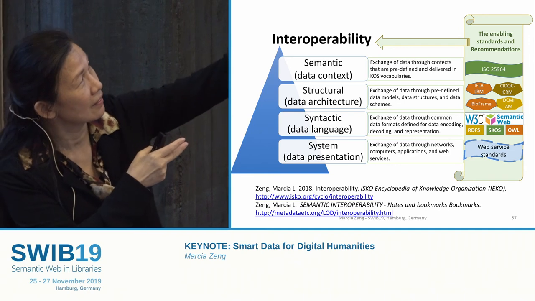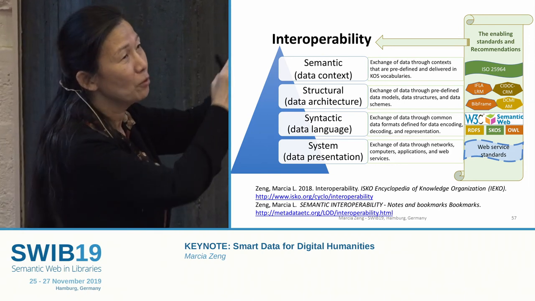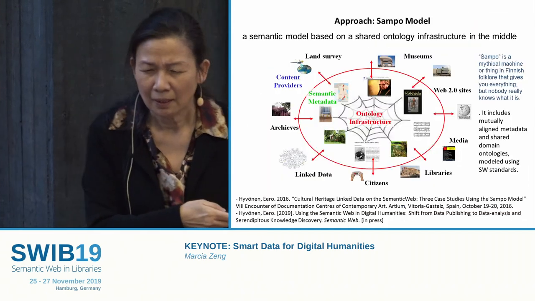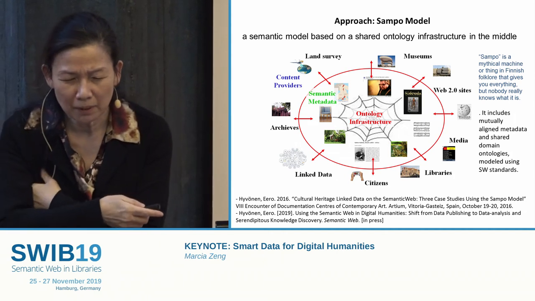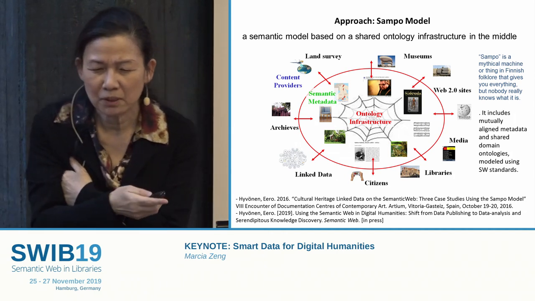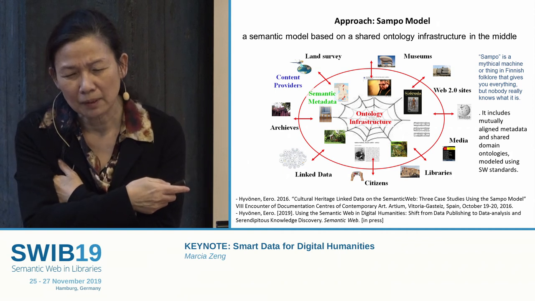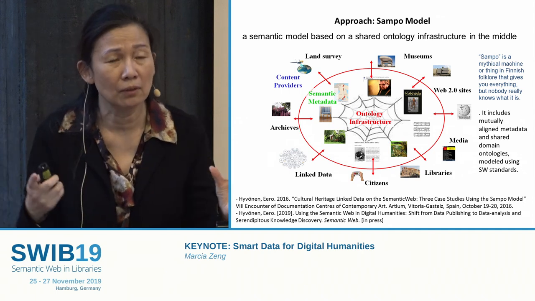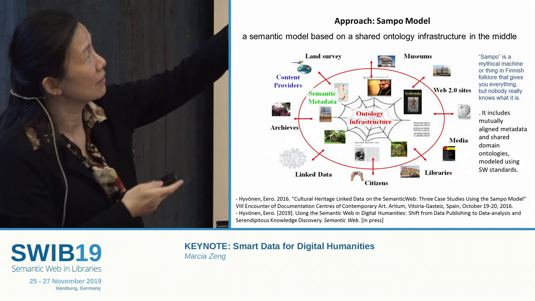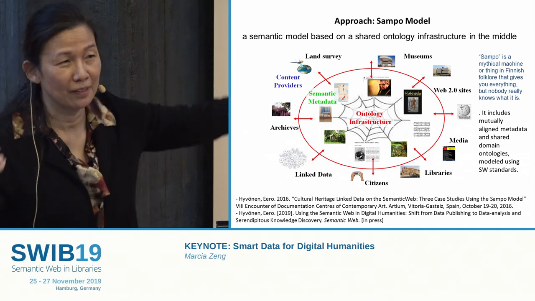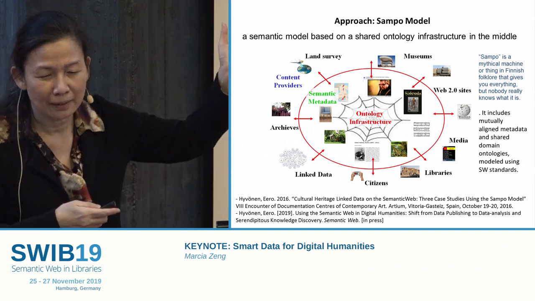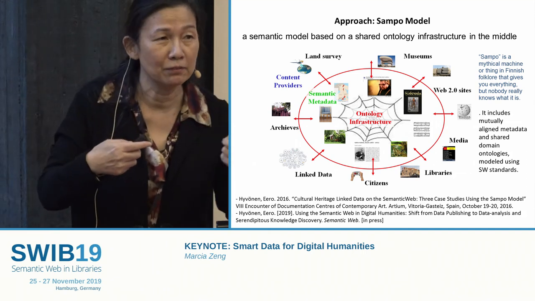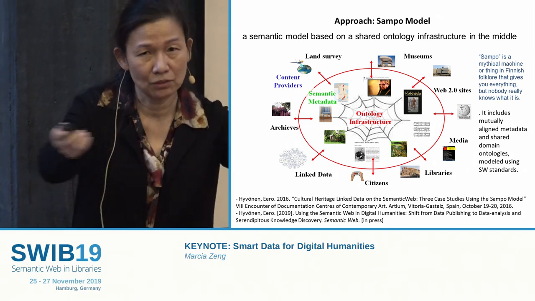And the standards on the left side are the standards that help or support you to make this kind of interoperability. Talking about this, with the famous Finnish SAMPO model, the idea is to reuse the ontology. We make a centralized SAMPO model, an ontology of ontologies, to let libraries, archives, and museums connect across. I don't have to own any of them myself. I can connect you all together.